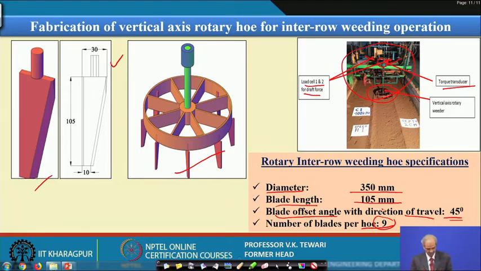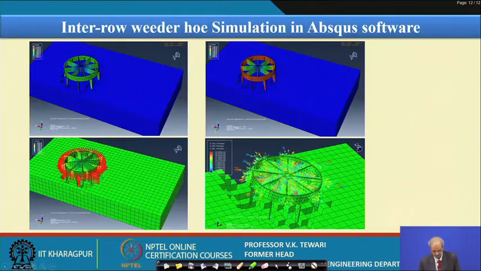So, we wanted these 9, you can see that these are there inside here: 1, 2, 3, 4, 5, 6, 7, 8, 9. So, you can see that this is 9 in 1 row, and the details of the dimensions are given over here. So, this is about the inter-row feeding operation, the details of the system.